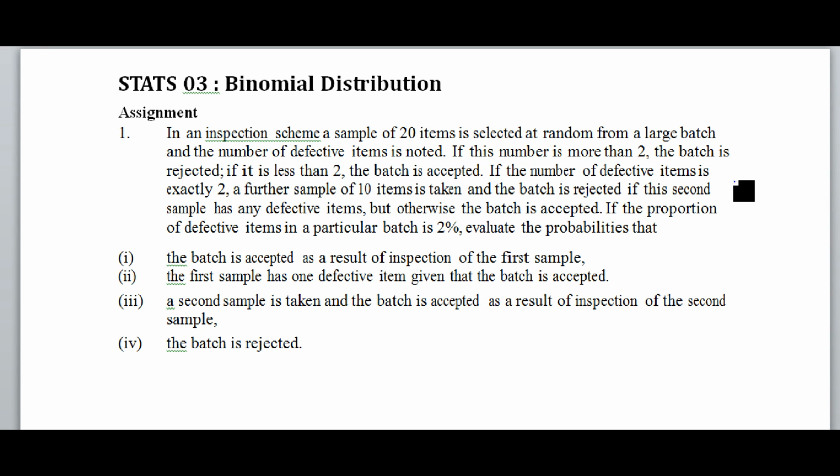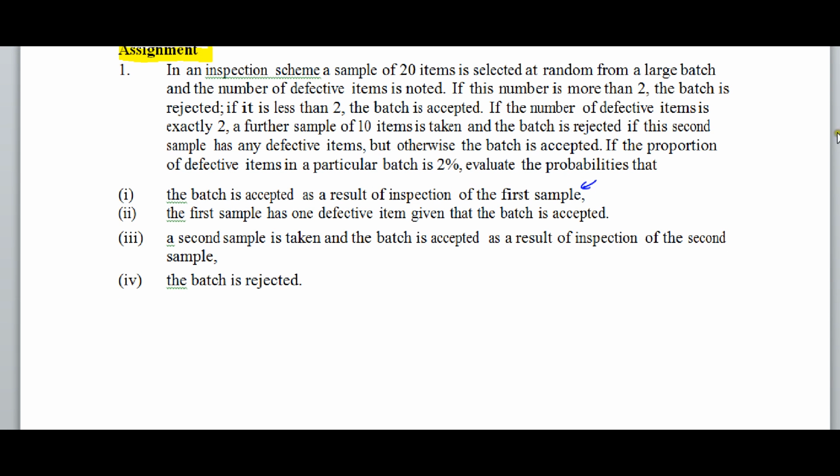Okay, let's start. We'll take a look at the binomial distribution assignment, right? Not very well done. Part 1 is fine. The batch is accepted as a result of inspection of the first sample. So I don't think it's a problem if we just let x be the number.